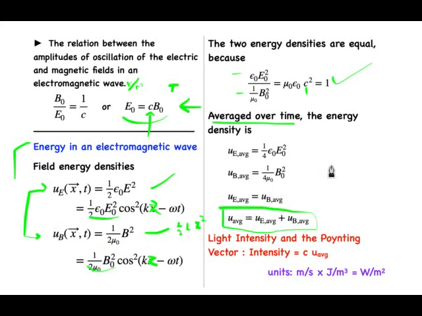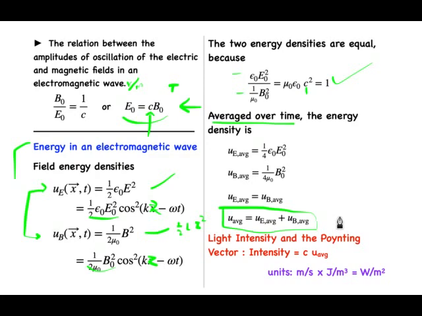Now, of course, the average energy density in the electromagnetic wave will be the sum of the two, the electric energy plus the magnetic energy. Or I could just say it's 2 times the electric energy, because it just turns out that the magnetic energy is the same, or I could say it's 2 times the magnetic energy. But I guess physically it's really the sum of the two.